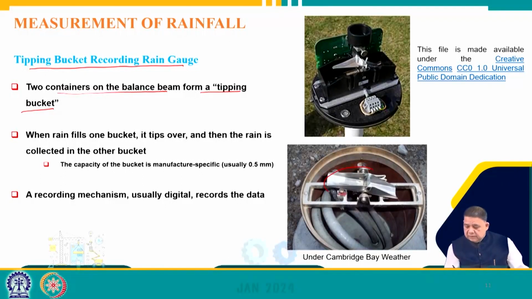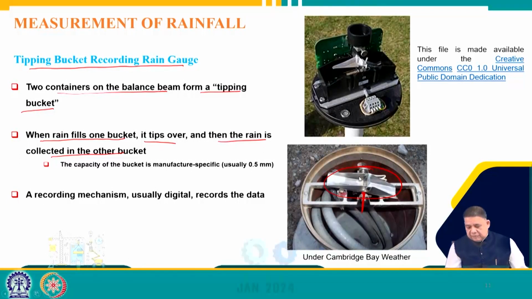As you can see here, these are the two tipping buckets. There is a beam on which they are balanced. When rain occurs, it fills one of the buckets, which is just below the entry point of the water. It tips over, and then the rain is collected in the other bucket. The moment it fills, it tips, like a seesaw. Then the second one starts collecting.